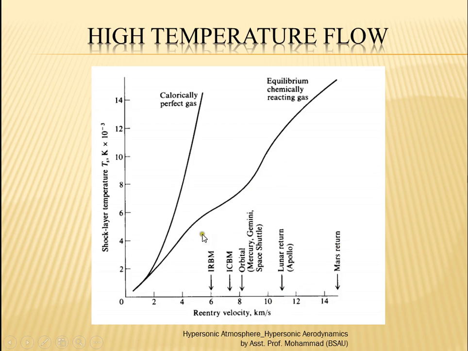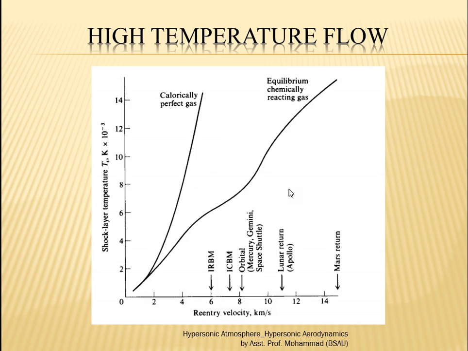In this case, the temperature will be very high if you calculate based upon calorically perfect gases, but by considering chemical equilibrium and chemically reacting gases, we get this kind of temperature. So it becomes important, and this difference is so huge that we cannot ignore the variation of the specific heat capacities with respect to temperature.